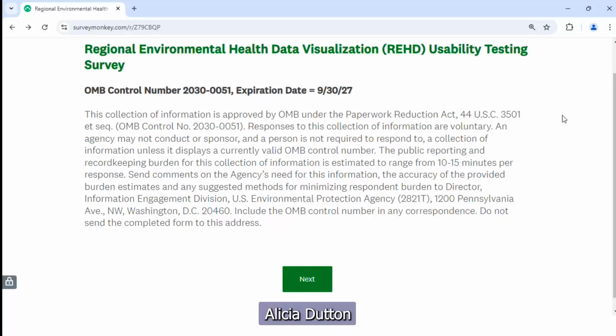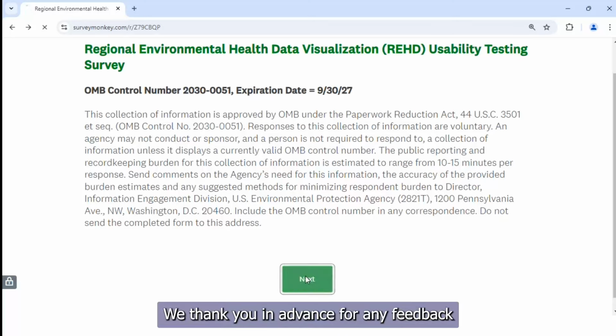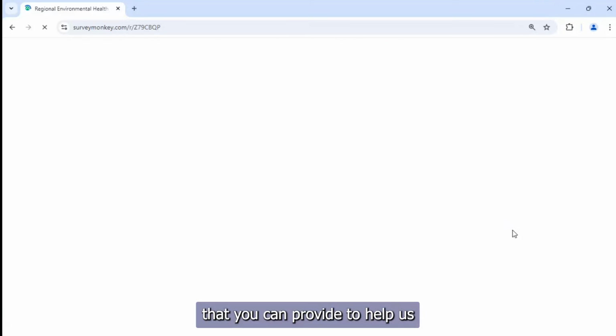Next, Dr. Alicia Dutton will walk through each of the survey questions. We thank you in advance for any feedback that you can provide to help us better tailor this tool to your needs.